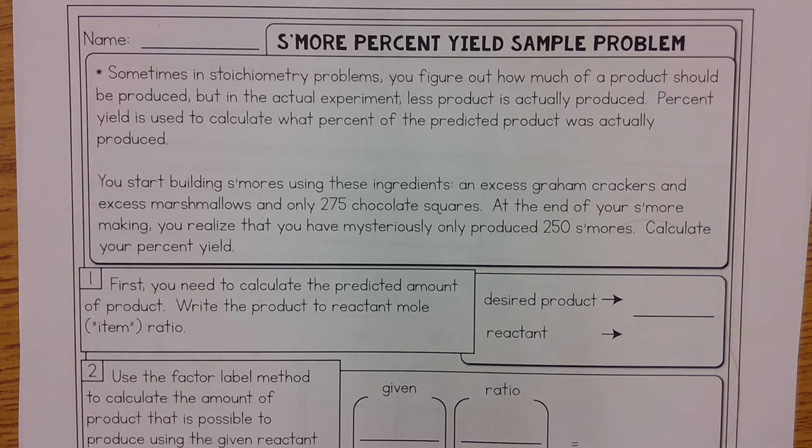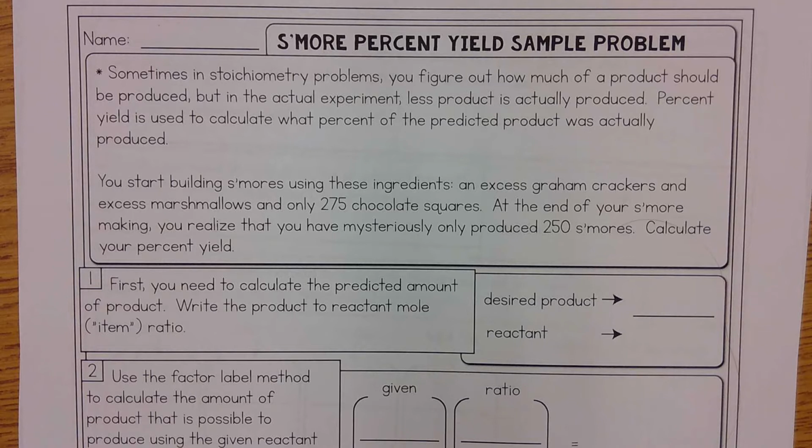And so what percent yield does is calculate how much of the product was actually made versus theoretically how much could have been made. There's always some that gets wasted, some that gets lost for whatever reason: spilled, damaged, all sorts of different reasons. So if your dog sneaks up and eats one of the graham crackers, then you can make fewer s'mores, right? Because you're missing some of your ingredients.